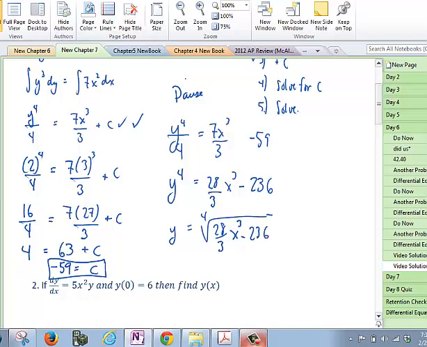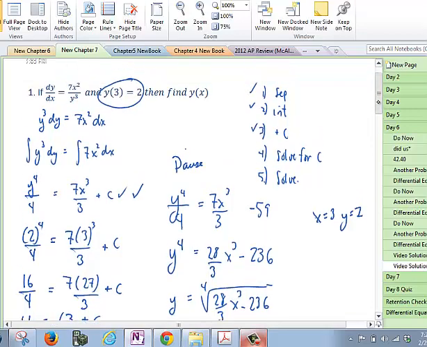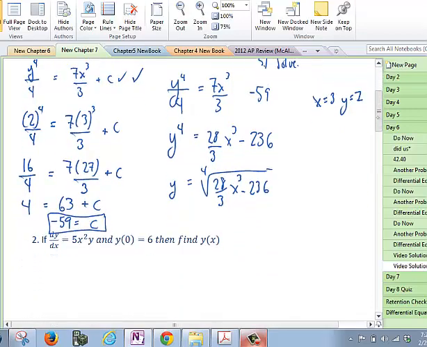I should always check at the end to make sure my initial condition works. So remember, when x was equal to 3, y was equal to 2. So let's try that out. And I'm going to just check it. Well, you should check it also. I'm going to pause the video and you guys check out that constant.